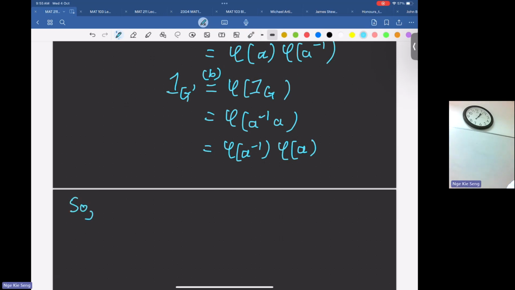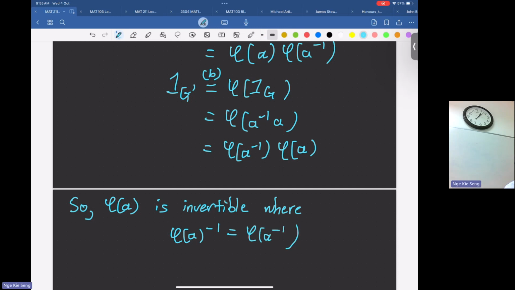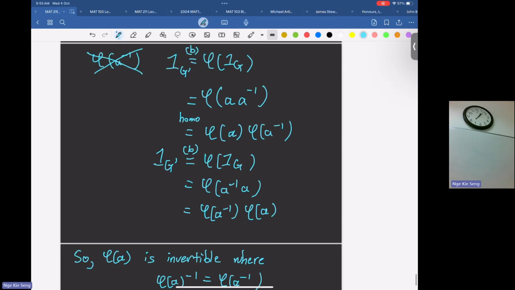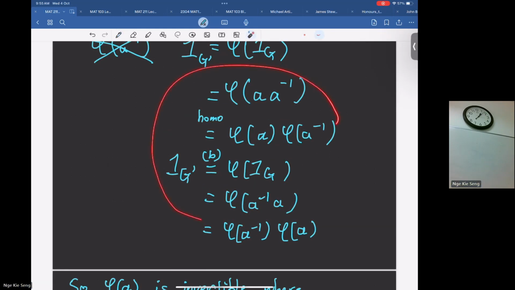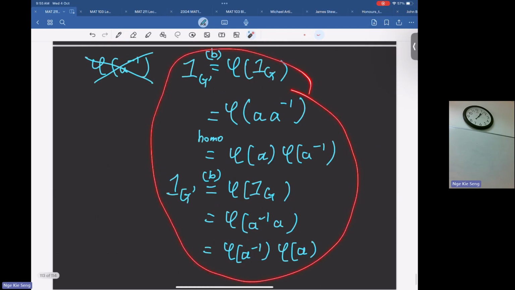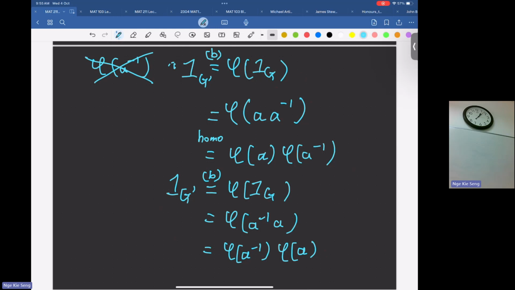So phi A is invertible. In particular, what's the inverse? The inverse of phi n is phi of n inverse. So the upshot is the inverse comes out of the morphism. How to prove? You need to go back to your inverse property. You need to check these two properties, part 1 and part 2.